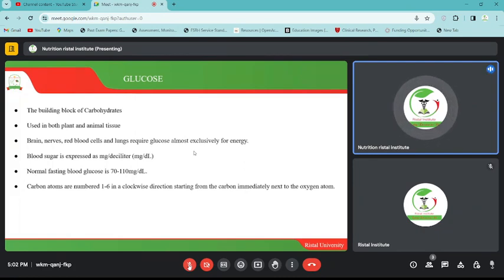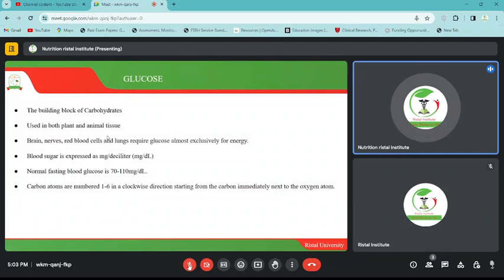However, if glucose is deficient in the body, the body can divert to other sources, such as ketones. That would be another discussion, on ketone bodies and how they are used for energy in the body. For now, let us focus on this carbohydrate, glucose, this monosaccharide.